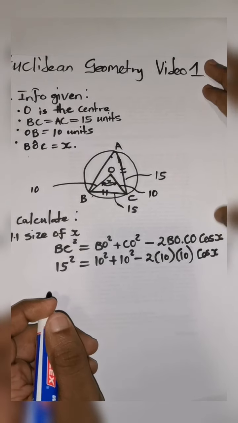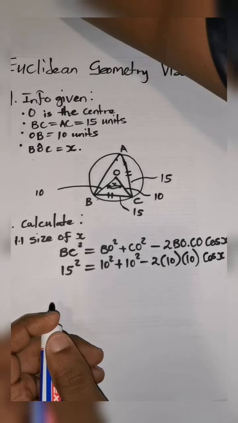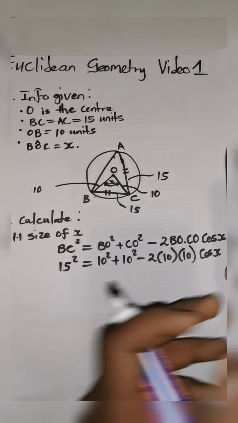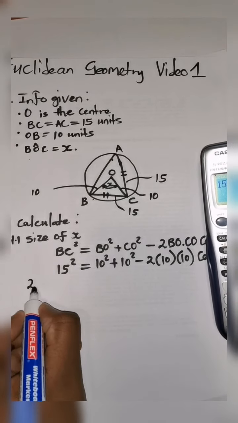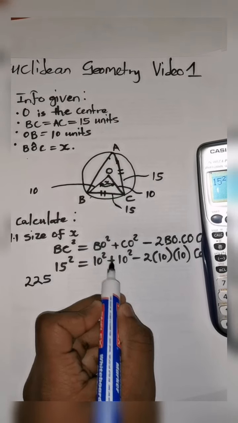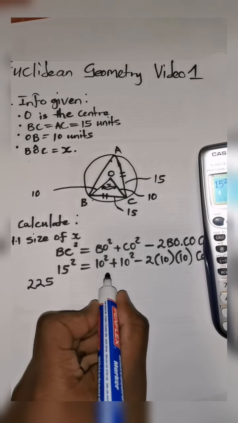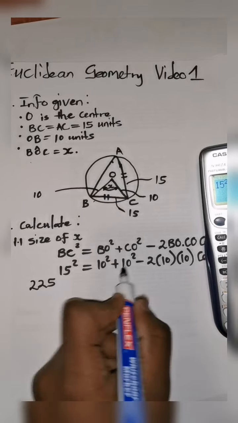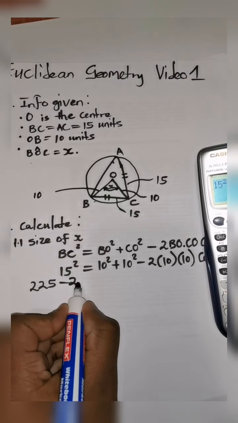If you take out your calculator, you will see that 15 squared is 225. And then here we have 10 squared plus 10 squared, that's 100 plus 100, so that's 200. So we're going to take it to the other side, that's going to be minus 200.